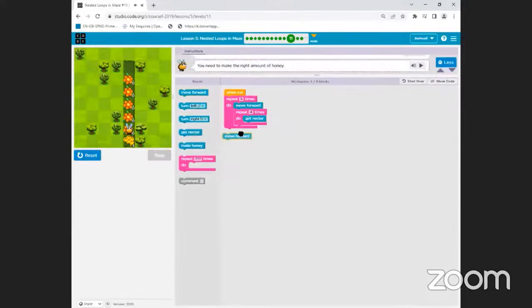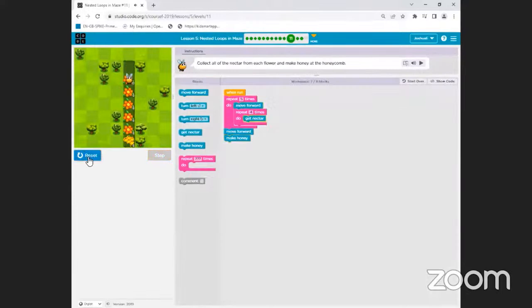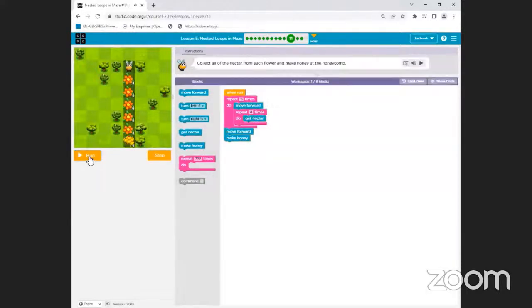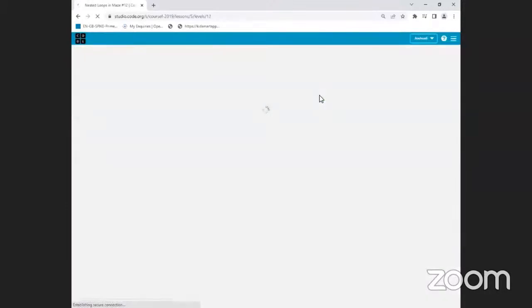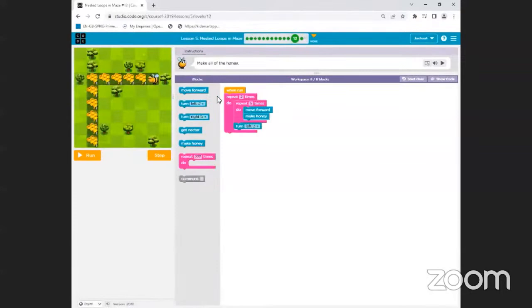So then we just need to move forward and make honey. But that also depends on how many times we have to make honey. So let's just see if it just is right to do that once. But no, we have to repeat it 4 times. So that then goes down to 0. Okay, that's brilliant. Make all the honey.